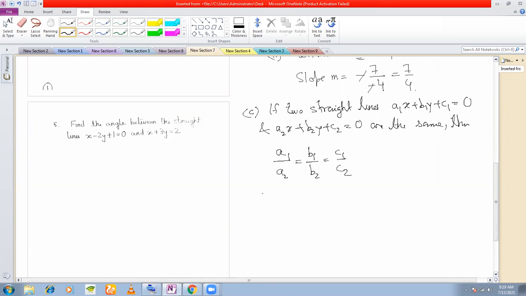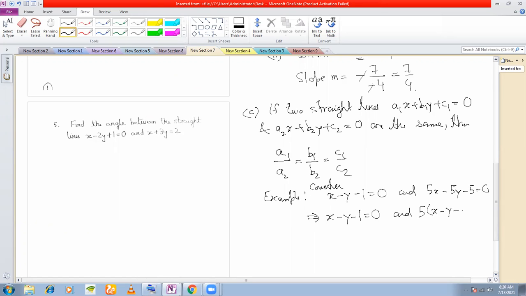Okay, you want an example in this regard? See, consider x minus y minus 1 is equal to 0, and consider 5x minus 5y minus 5 is equal to 0. Are these two equations the same? Yes, they are the same, because from the second equation, dividing by 5, it simply means x minus y minus 1 is equal to 0. So actually this equation and this equation are the same.